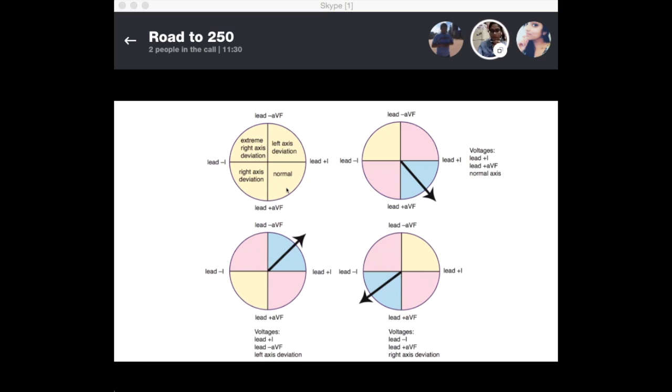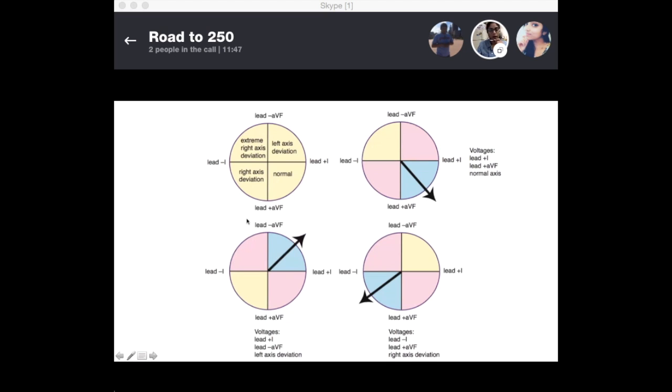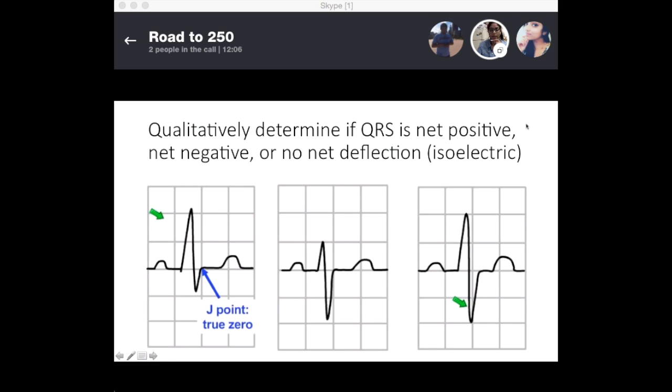So what we need to know before we can really use this quadrant method is whether the QRS is net positive, net negative, or no net deflection. The quadrant method looks at the QRS in each lead, specifically leads AVF and lead 1. On the ECG you see all the leads, but for the simplified method you're only going to look at AVF and lead 1.